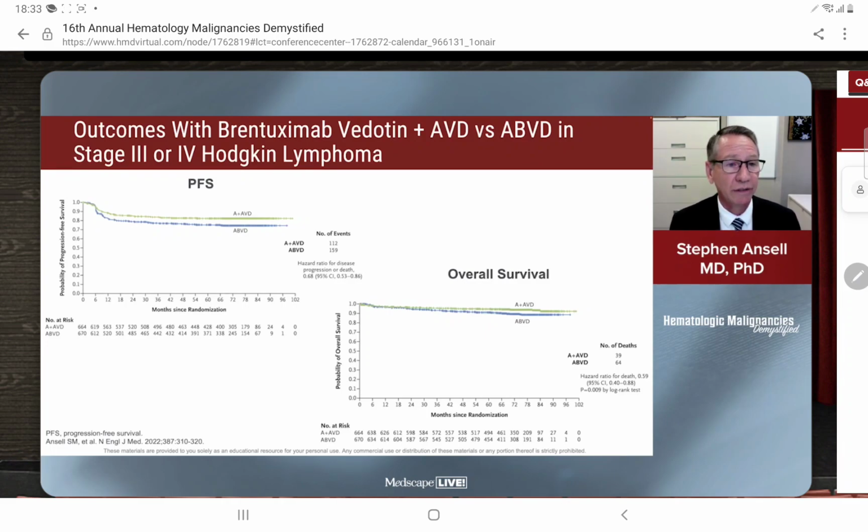Data then looked at the use of brentuximab vedotin, replacing bleomycin in the combination. And as you can see on the top left, the progression-free survival was significantly improved with the use of brentuximab vedotin plus AVD chemotherapy over ABVD chemotherapy in advanced stage patients. And with 6 years of follow-up, as shown on the bottom right, the overall survival was actually improved. The first time actually overall survival was impacted with treatment for Hodgkin lymphoma.